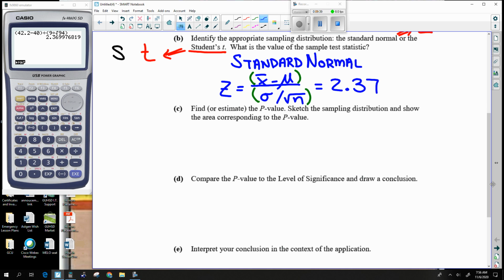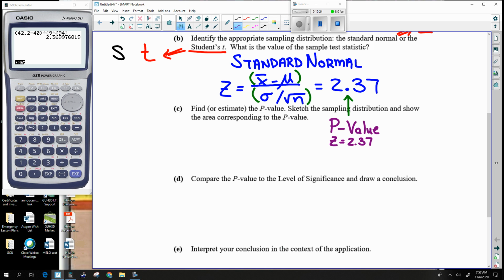Okay, now this is one of the most important questions on helping us determine what our answer is. It first asks us, find or estimate the p-value, and then sketch a sampling distribution that shows the areas corresponding to the p-value. All right, so the first thing that we do is we find this quote-unquote p-value. And this is going to be built upon the answer that you just got in the previous question, whether it be a Z or a T or whatever it is, that's what your p-value is going to be based on. So this is a Z of 2.37.